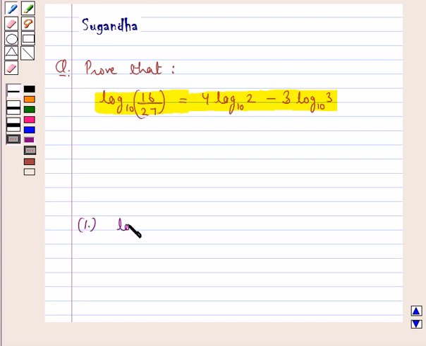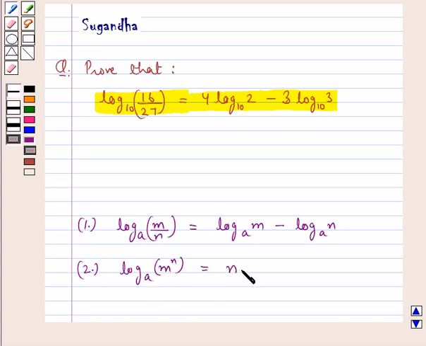First we have log of m upon n to the base a is equal to log m to the base a minus log n to the base a. Then log of m to the power n to the base a is equal to n into log of m to the base a. This is the key idea that we use for this question.